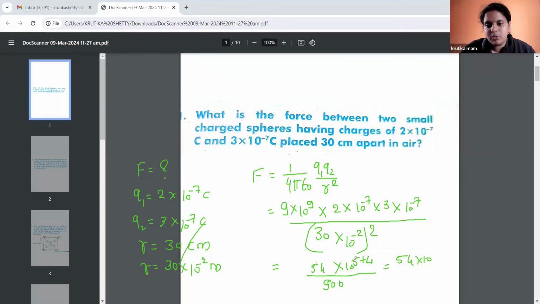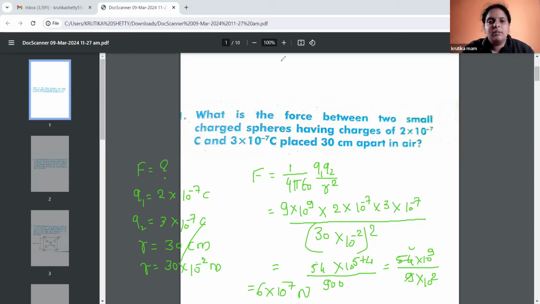54 into 10 raised to what? 5 plus 4 is 9, and divided by, you can make it 9 into 10 raised to 2. So 9 ones are 9, 9 sixes are 54. That is 6 into 10 raised to 9 minus 2. So 9 minus 2 is nothing but what? That is 7. 10 raised to 7, and it is force, therefore the unit is Newton.